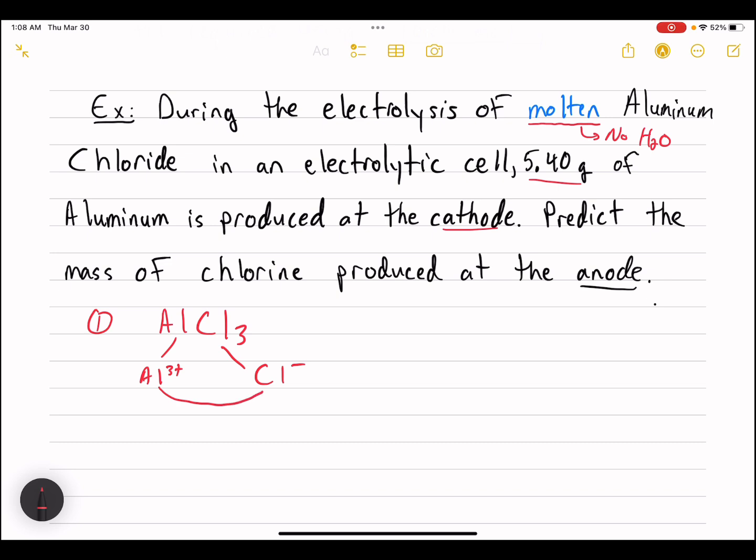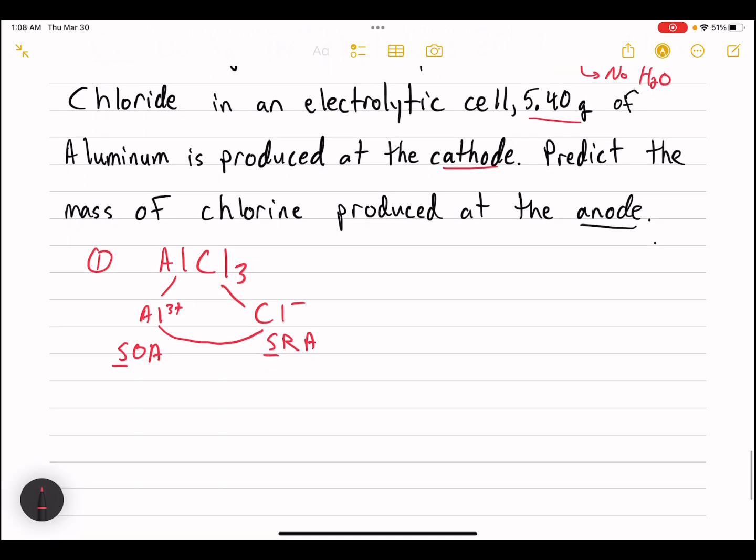And then when we look in our data booklet, we can see that aluminum 3 plus, or the aluminum ion, is an oxidizing agent, and that chloride is a reducing agent. And since there are no other oxidizing and reducing agents, each of these is going to be the strongest of each. So aluminum 3 plus is going to be the strongest oxidizing agent, and chloride is going to be the strongest reducing agent, which further means that this is going to be the reaction at the cathode, and this is going to be the reaction at the anode.